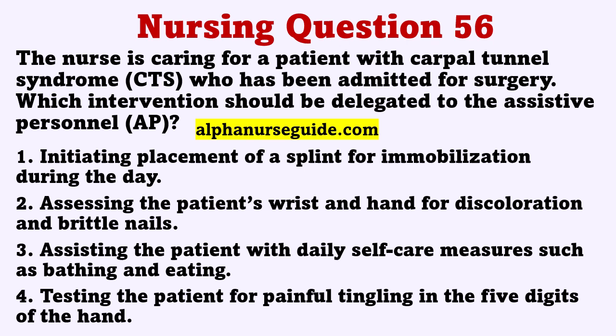The correct answer is 3. Assisting the patient with daily self-care measures, such as bathing and eating. Rationale: helping with activities of daily living is within the scope of practice of APs. Placing a splint for the first time is appropriate to the scope of practice of physical therapists. Assessing and testing for paresthesia are not within the scope of practice of APs and are appropriate for professional nurses.